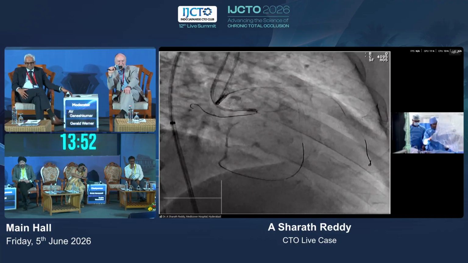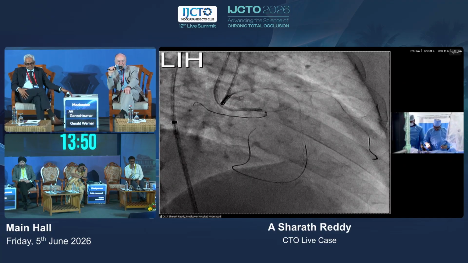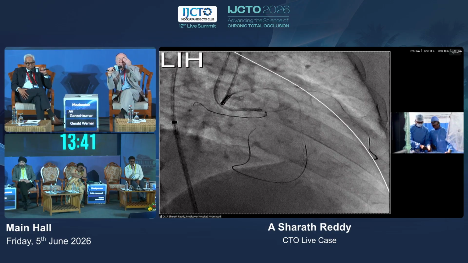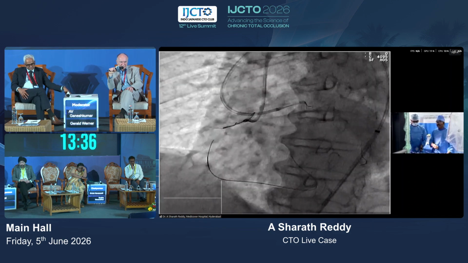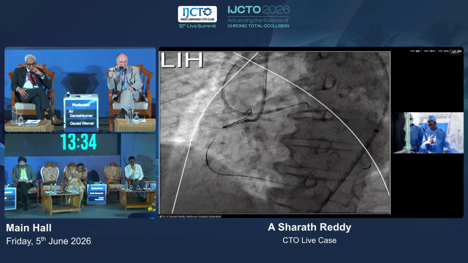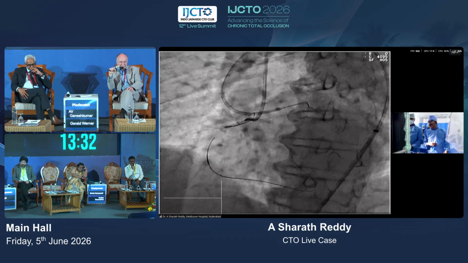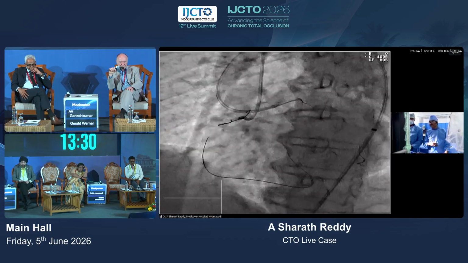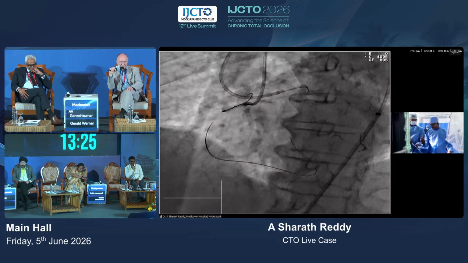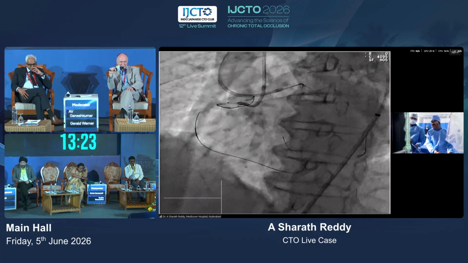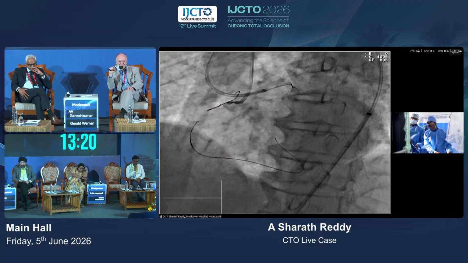So the balloon, go to LAO, please. Please connect balloon, please. Don't pull anything. For the sake of the audience, Sharath, can you just explain how exactly are you knuckling? Yes, see, there is a 3 millimeter balloon here, and there is a microcatheter parallel to the balloon. So what I'm doing, I'm just, wait, you're connected? Yeah. What kind of microcatheter?